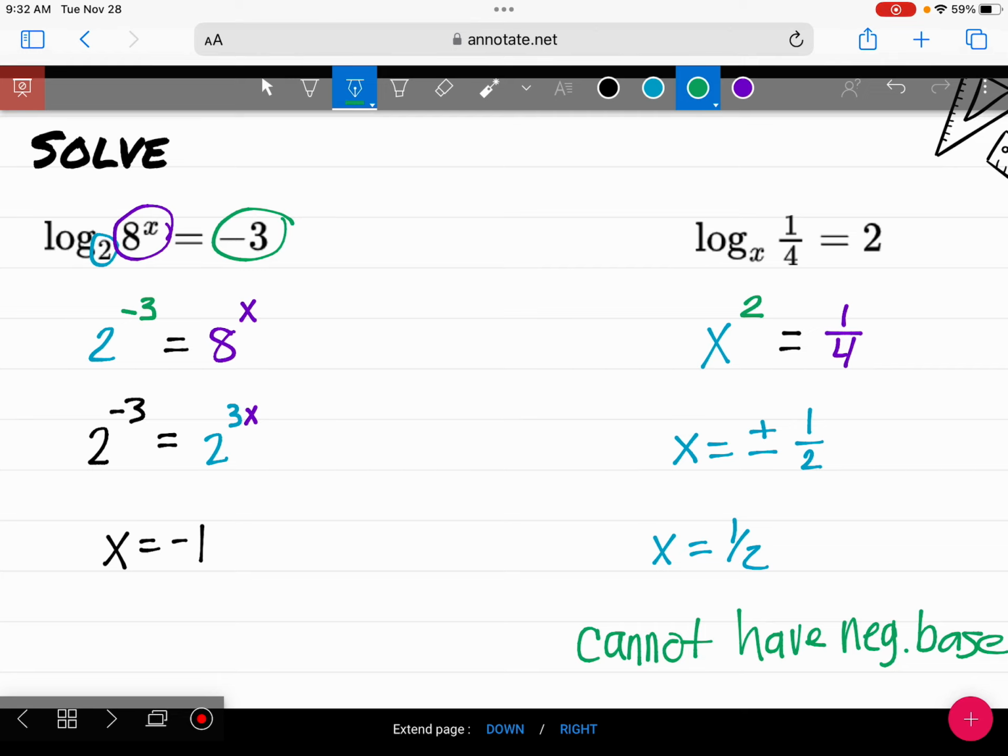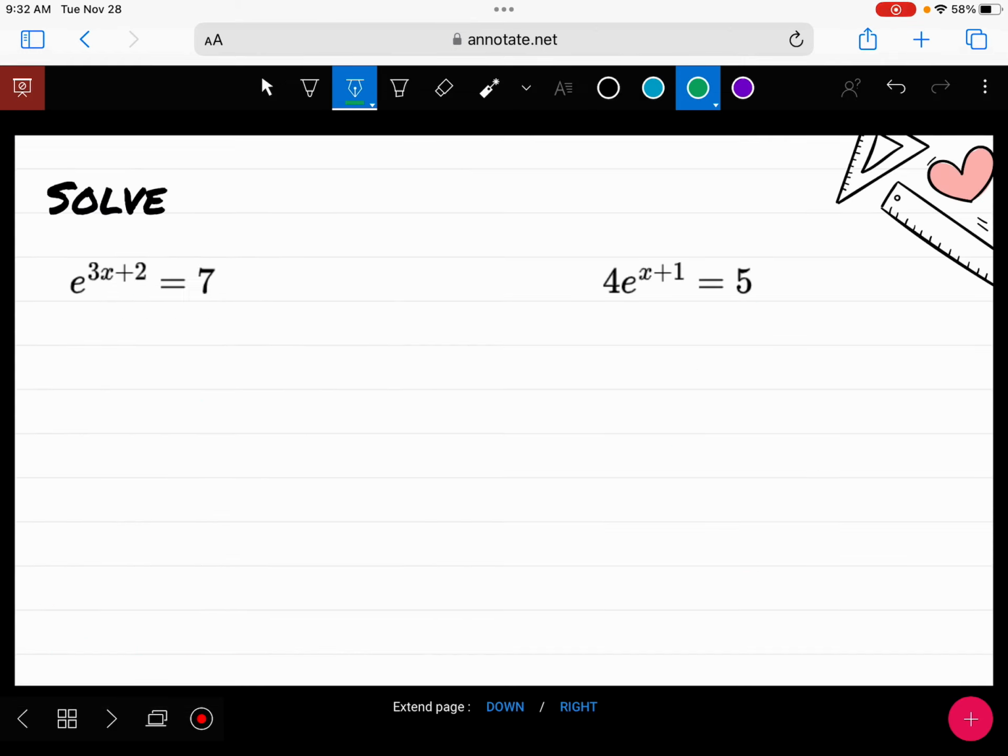All right, we are going to keep going. So now we're going the other direction. We're going to be logging things, not switching back from logs to exponentials, but exponentials to logs.